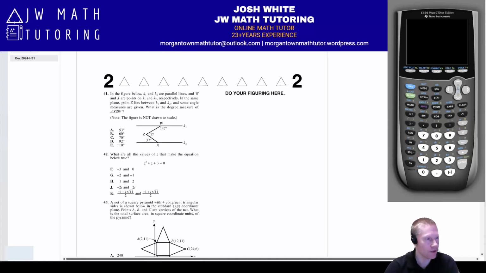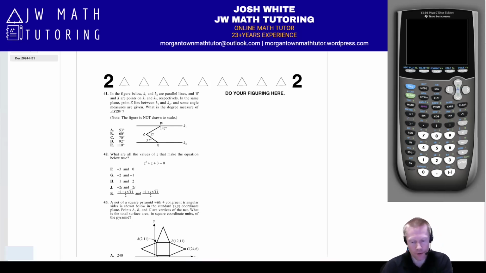All right, next up, let's take a look at question number 41 here, a geometry problem. So the initial way that I solved this, the way it looked most obvious to me, was to draw a line through here, which is parallel to both lines K1 and K2. And that would make this angle 37 and this angle in here 33.